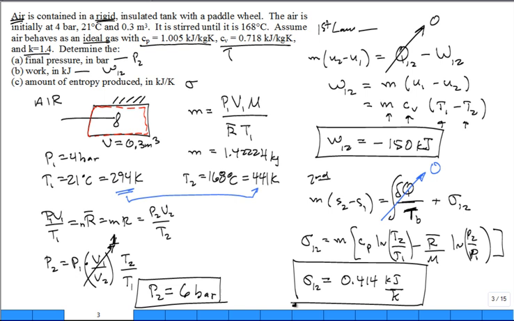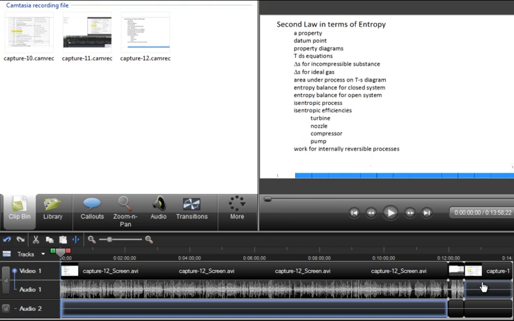Because it's a negative. That's right. It's a negative work. I'm going to see if this records. Okay, I need to get back to lecturing now.